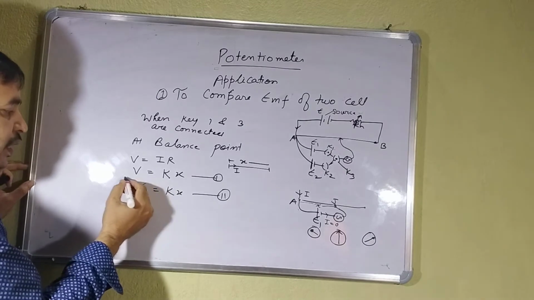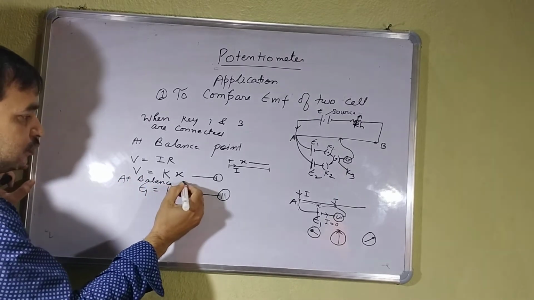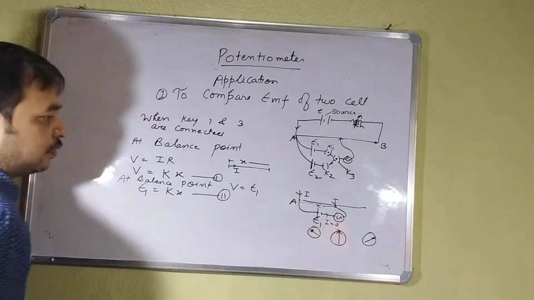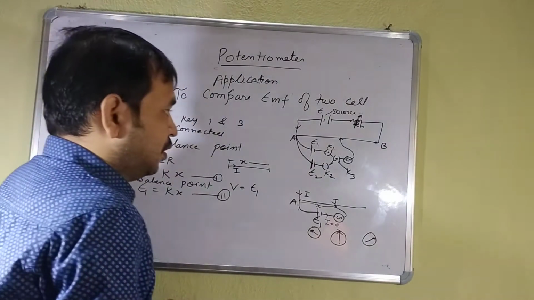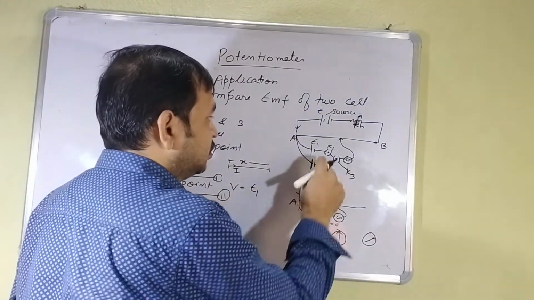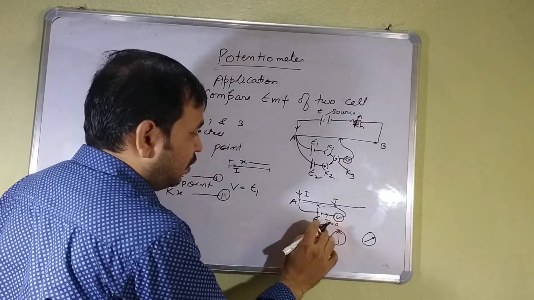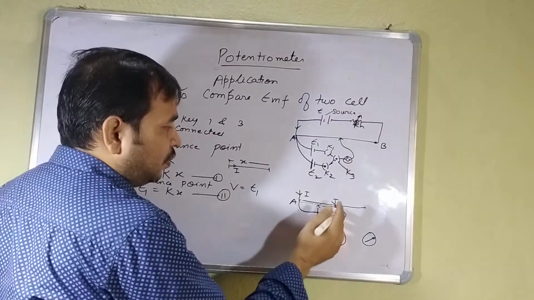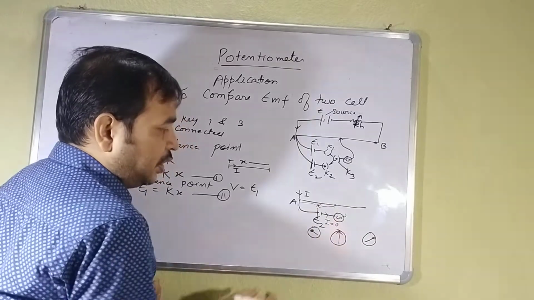At balance point you can write V is equal to EMF of the cell. Now similarly, disconnect this, remove the key and connect this one. Now here it will be E2. Again you check, you will get some different point, not this point, because it is of different EMF.